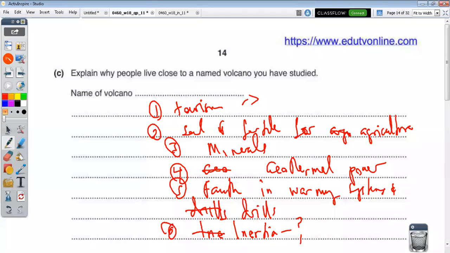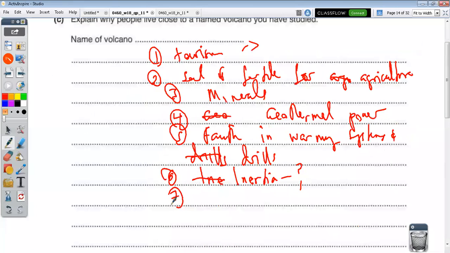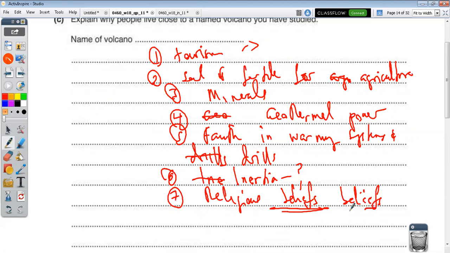Then religious belief: some people think a volcano has got superpowers. In Asia, for example. Clear?